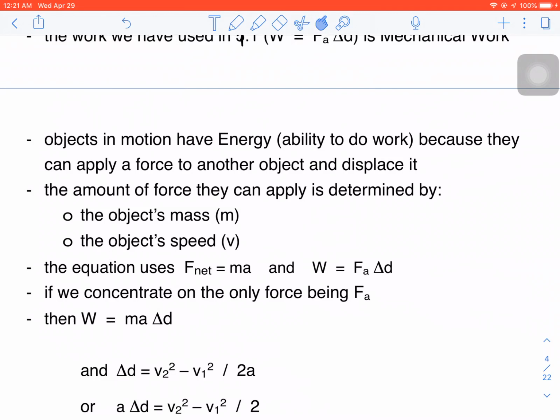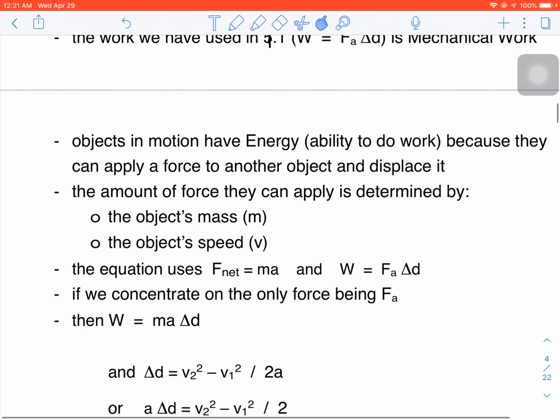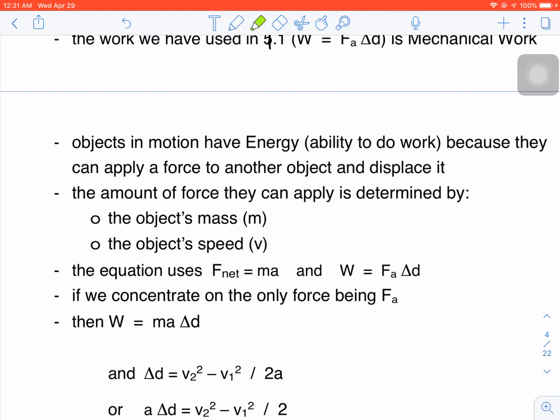And if I think, well, what does that mean? It means that if I took that object that's in motion and it came in contact with another object that was stationary, it would transfer some of its energy to the other object, and it would cause that other object to move. So it would apply a force to that other object to cause it to move.